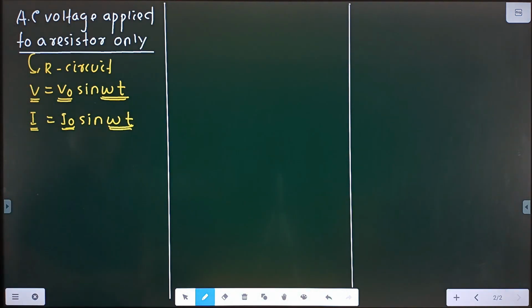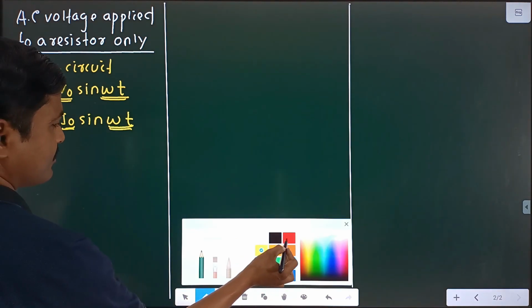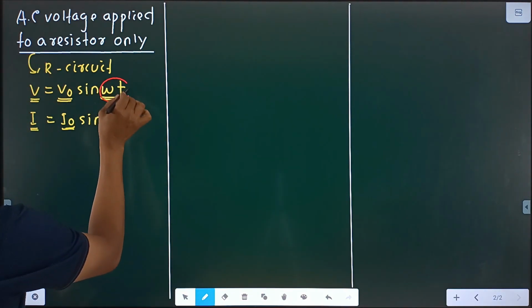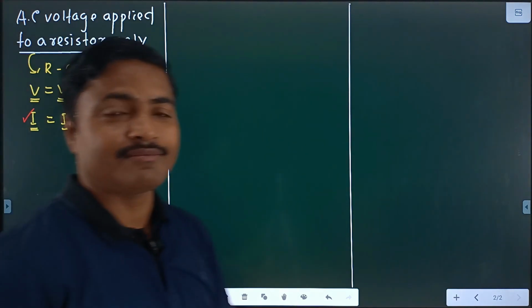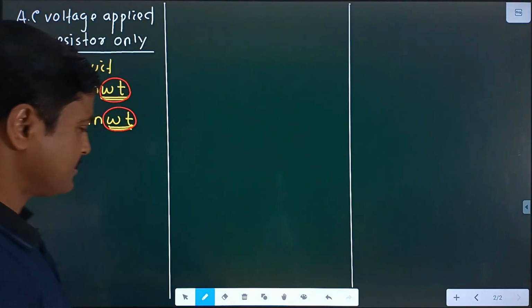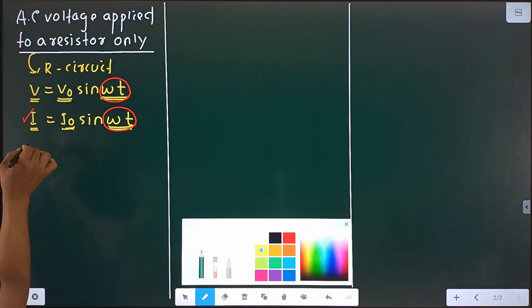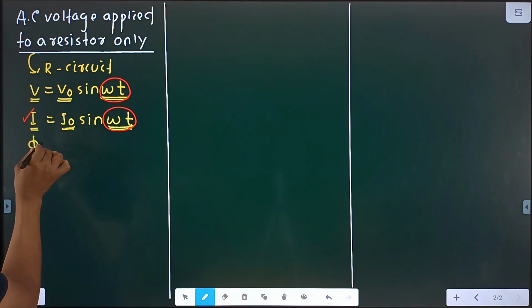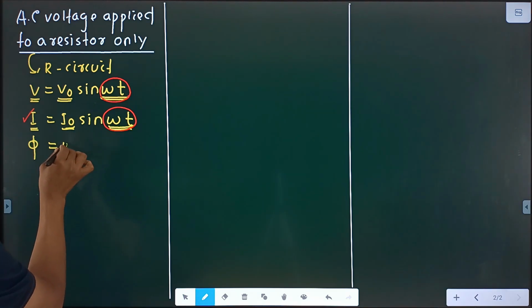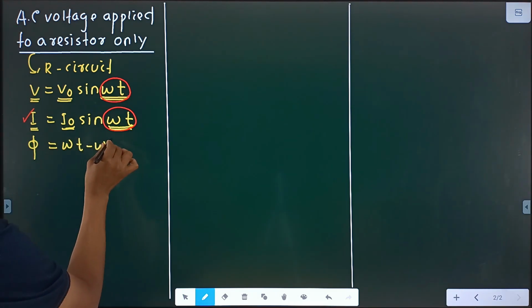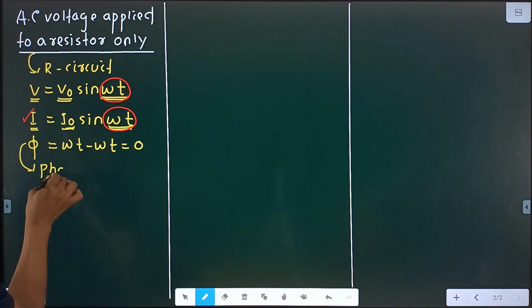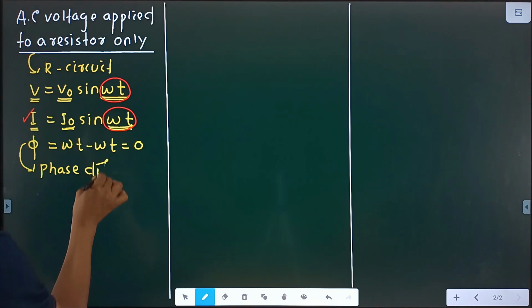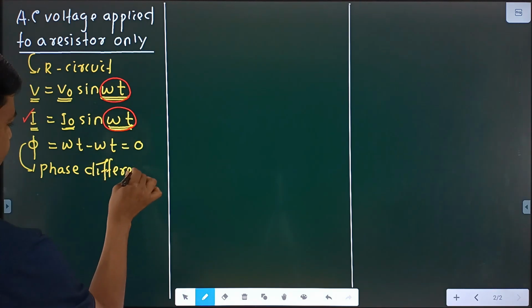And look at the equation. In case of applied voltage, the phase is omega t, and in case of current, the phase is also omega t. That means both are in the same phase. Then what is the phase difference? We write the phase difference between voltage and current with the symbol phi. Phi is equal to omega t minus omega t, that is equal to 0. And phi is known as the phase difference.